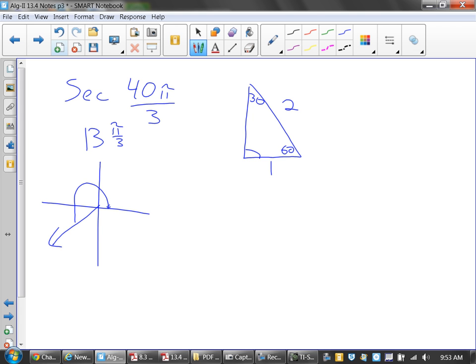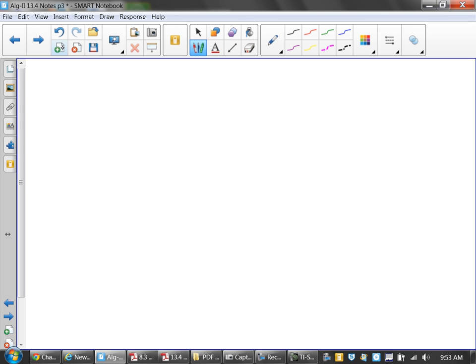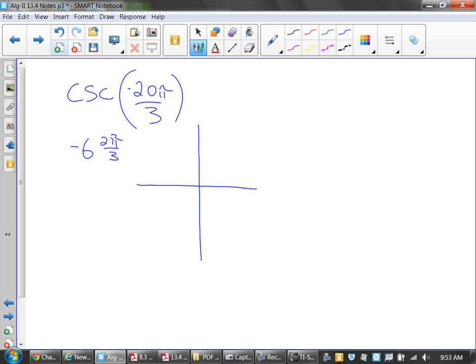Let's see. Cosecant, negative 20 pi over 3. Again, 3 goes into 20 how many times? 6 and 2/3. So we have negative 6 and 2/3 pi. So we go around 2, 4, 6. Isn't it negative? Yeah, I was spinning the right way. And then 2/3 brings us back here.